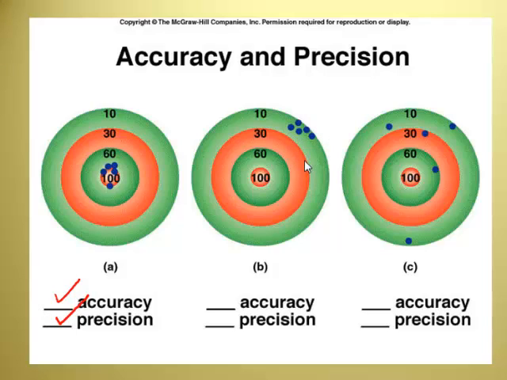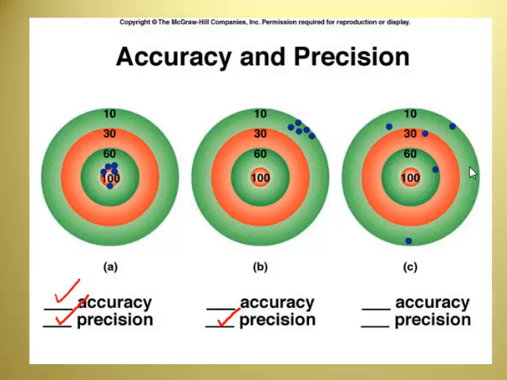How about this one? Hey, look, we got them all in the same place. Well, that's precise, all right. You're pretty much consistent. We got the precision, but the accuracy is not good. Hopefully we're aiming there in the middle. You've got 10%, so the accuracy is pretty bad, so no accuracy. So this is just precision. Yes, that is just precision.